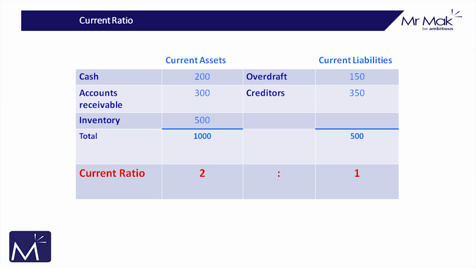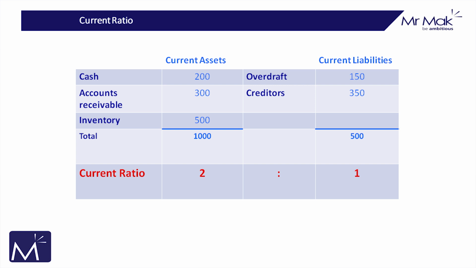Then going back to grade 3 mathematics, if you divide one side by 500, you need to do the same for the other side. So divide the current assets of 1,000 by 500, and you're going to get an answer of 2. That means your current ratio is 2:1.